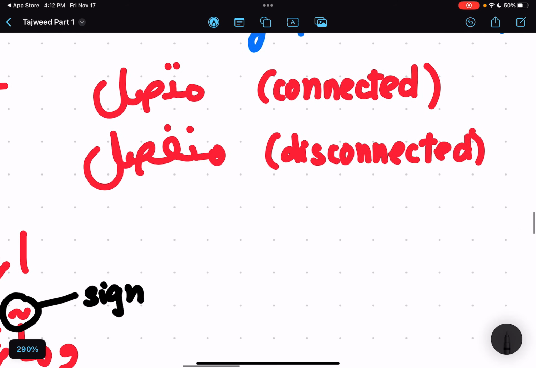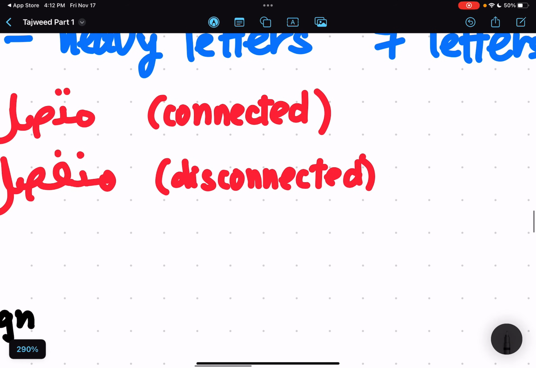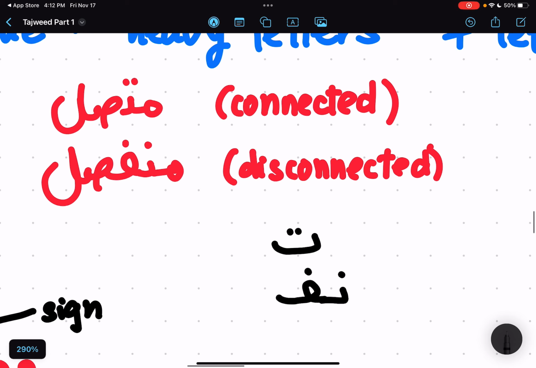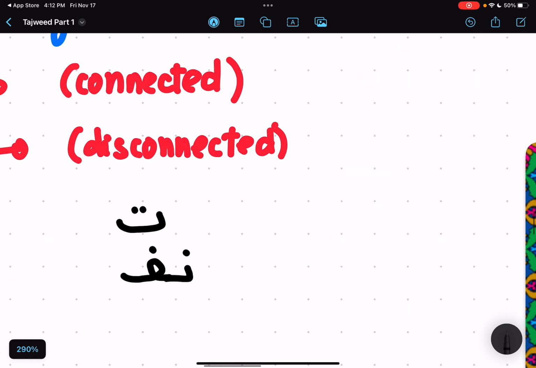The easiest way to remember this is, I like to remember it by saying the ta has two dots connected, whereas the noon and the fa have the dots disconnected, if that makes sense. Here we have the dots connected. Here the dots are disconnected for different words. You have this letter and this letter, the noon and the fa, two different letters. That's the way I remember it.